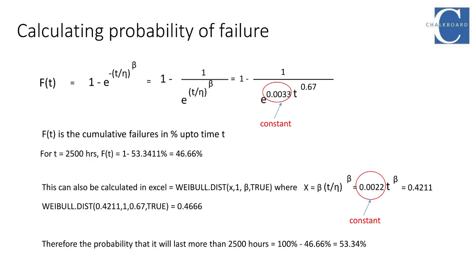This brings us to the last problem, and we have solved it both by using the formula directly as well as by using the Weibull function in Excel. The probability that it will last more than 2,500 hours is given by 100% minus 46.66%, which equals 53.34%.